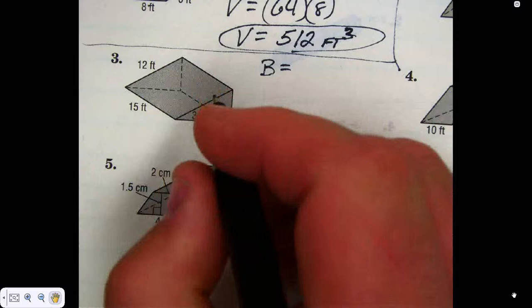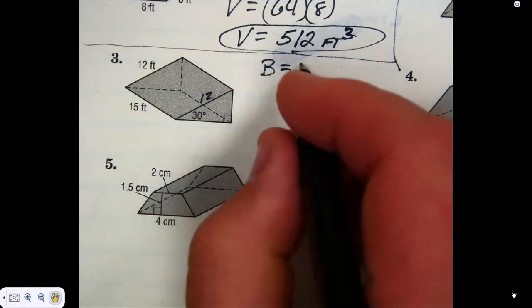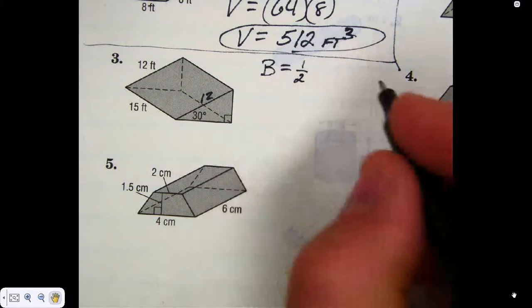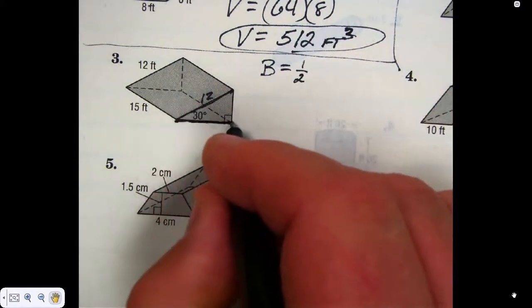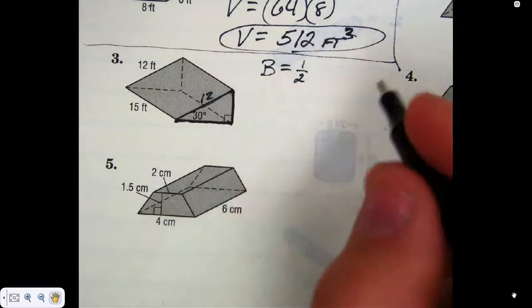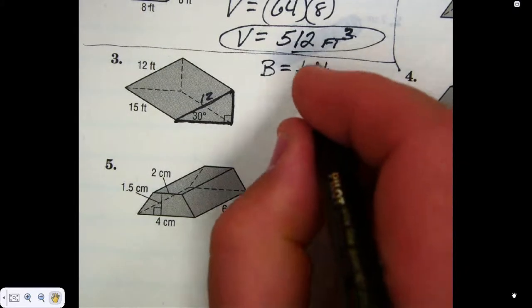Now you've got to use trig. Not trig. I know that this is 12, correct? What is my formula for the area of the base here? My base is a what? A triangle. What is the formula for the area of a triangle? Half base times height.